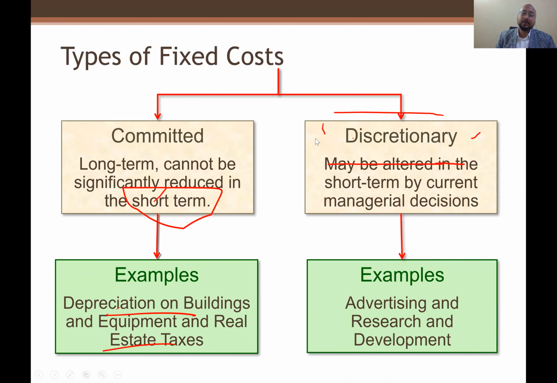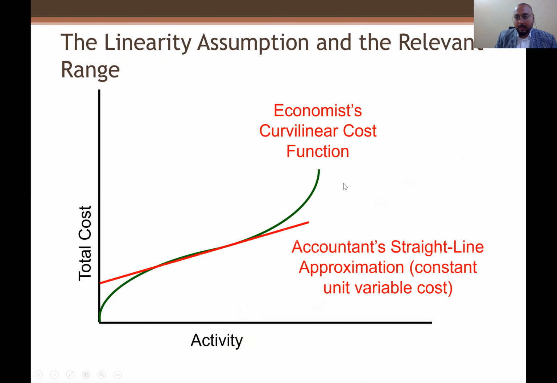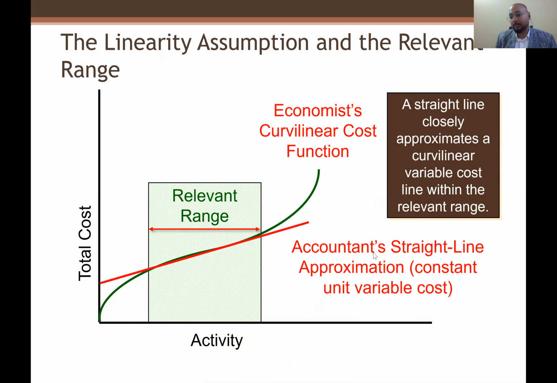Some costs are committed. It means you cannot change them in the short term, and some costs are discretionary, like advertising, research and development, which you have some kind of control over. But once they occur, they are irrelevant to the output, right? So it means the linear assumption also changes as well. So this is just for your knowledge.